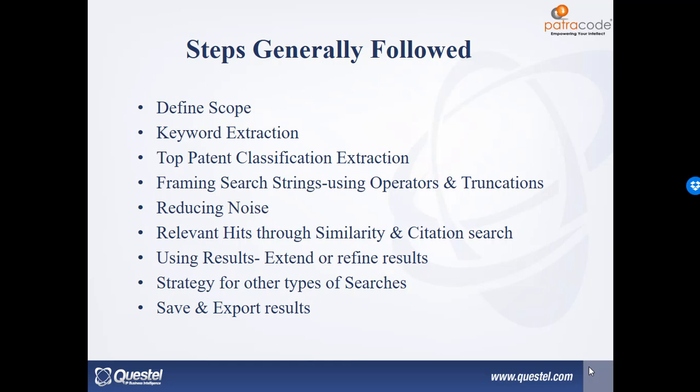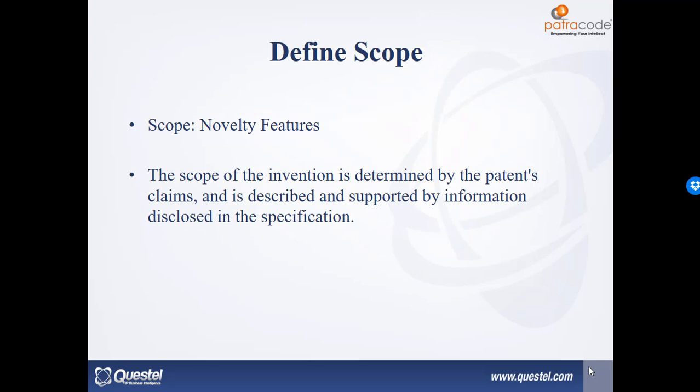Now, in order to do a patent search, we follow certain steps. As you can see on the slide, I have quoted here the different steps that we follow for doing patent searches. The first step for any search is to define the scope. Now, the question arises, what is the scope of the invention? Scope is generally defined as the extent of any topic or extent of the invention that is being claimed or that has already been claimed.